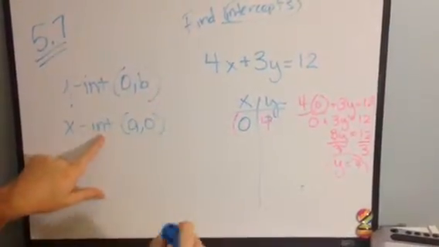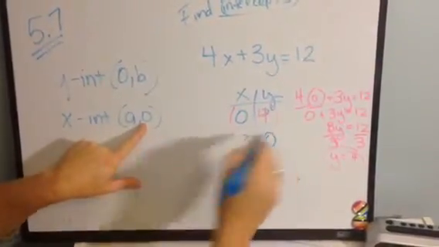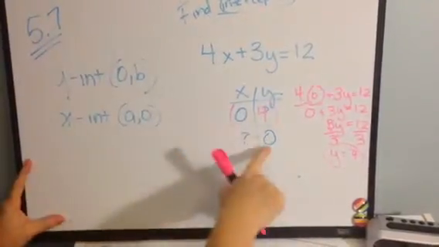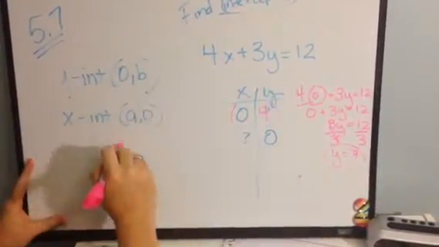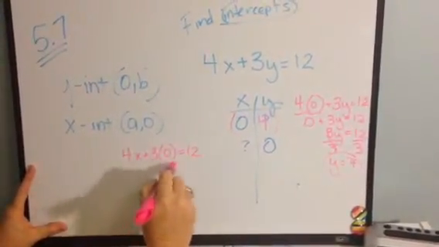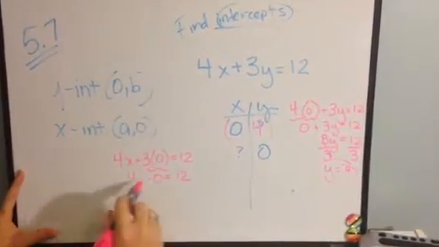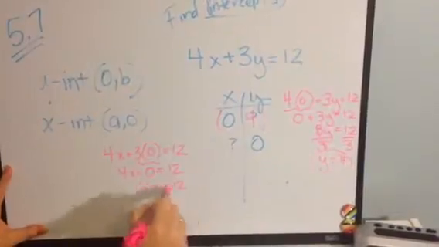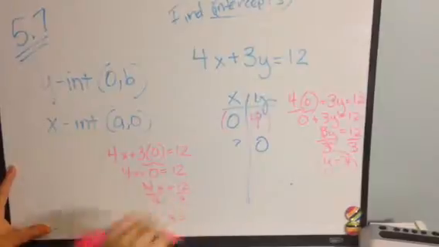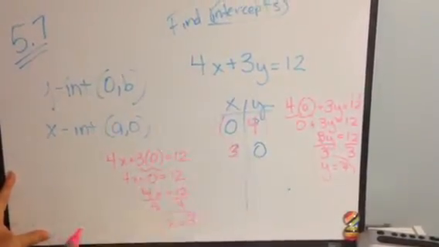Now if I'm looking for my x-intercept, that's when I don't know my x, my y-coordinate is 0. So we're going to do this one on this other side here on the left. So let's plug in 0 for my y, see what we get. So if I have 4x plus 3 times 0 equals 12. Well, 3 times 0 is just 0. So I have 4x plus 0 equals 12. That's the same as just 4x equaling 12. Divide by 4 on both sides of the equal sign. So x equals 12 divided by 4, which is 3. So now my x coordinate is 3.